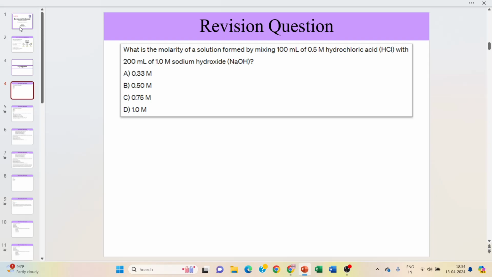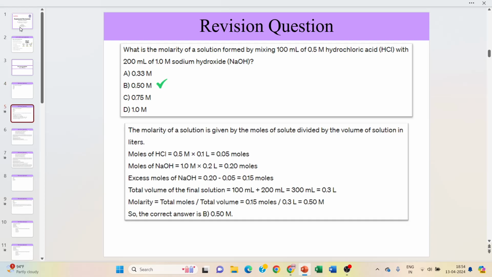What is the molarity of a solution in which you are mixing HCl and you're mixing NaOH? So how do you find that out? This is the way you find it out. You calculate the number of moles of HCl and number of moles of NaOH, and then you calculate the total volume, and then molarity is nothing but total number of moles by total volume. That is how you get the right answer.